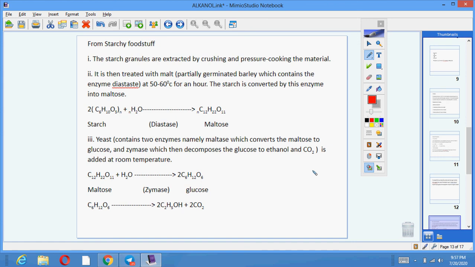Three, yeast contains two enzymes, namely maltase, which converts the maltose to glucose, and zymase, which then decomposes the glucose to ethanol and CO2. The yeast is added at room temperature.